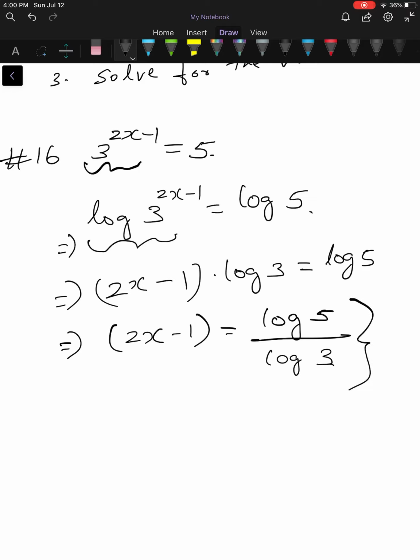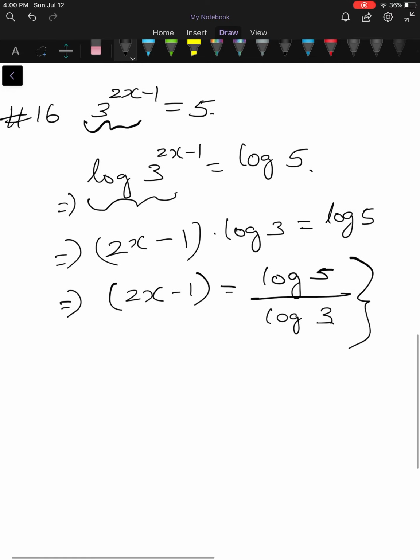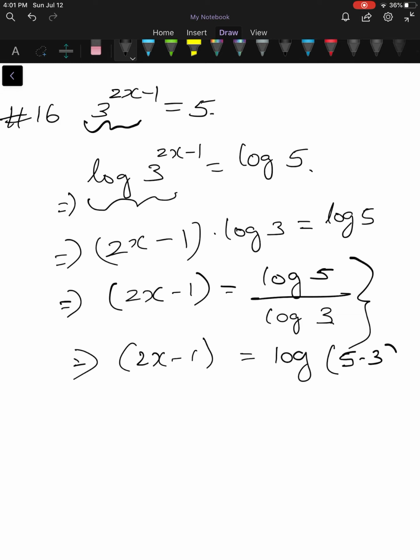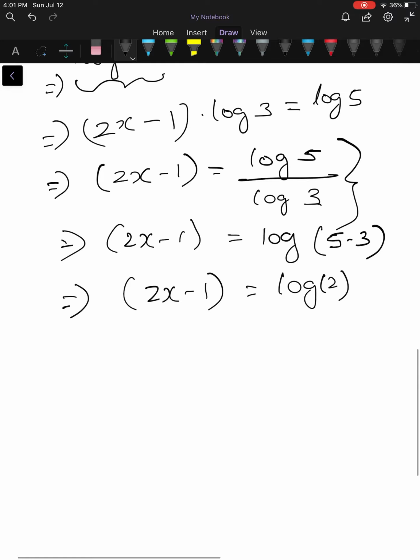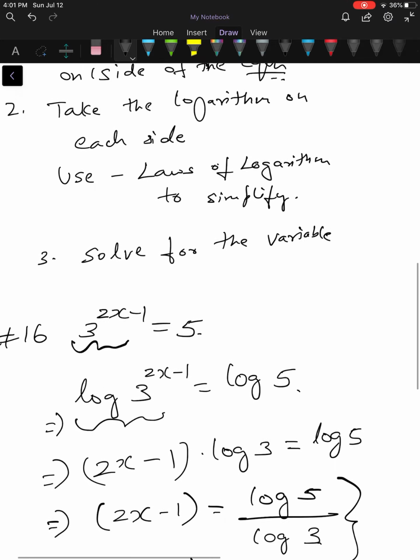So upon cross multiplication, you get 2x minus 1 is equal to log 5 divided by log 3. But what is this? If you do not have any base, it means you are applying the common logarithm, that is to base 10, correct? So this would be 2x minus 1, and applying law number 2 here, you can write this as log of 5 divided by 3, correct? So this will imply that 2x minus 1 is equal to log of 2.